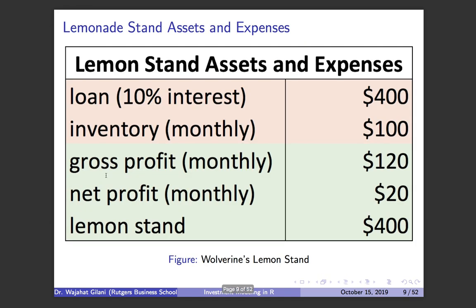All right. So here's a basic summary. What are we dealing with here? We've got a loan of $400 at interest, $100 monthly inventory we have to spend, and we make $120 on that. So that means every month you're making $20. Cyclops technically would be making $20 a month. And let's make another hard assumption, that Cyclops can sell that lemonade stand, the business and the stand, for $400 after those 5 years, right?